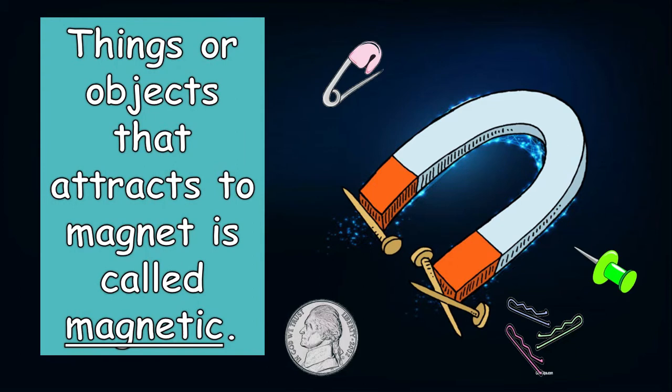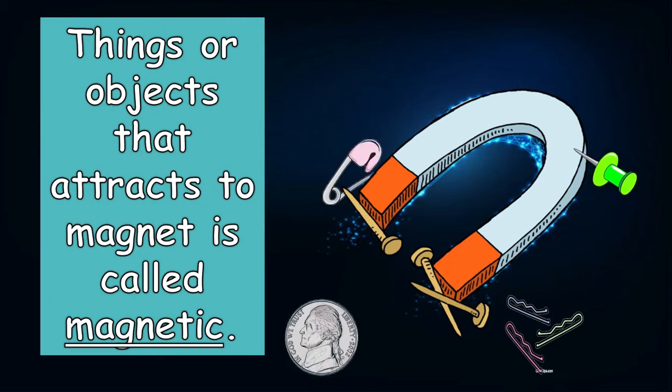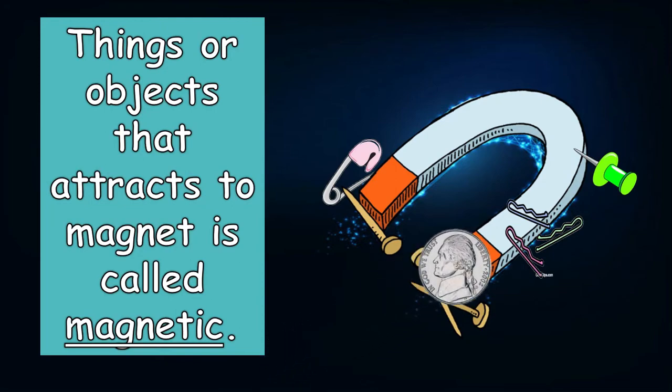And there are objects that are attracted to a magnet. That is called magnetic. Okay, remember KG3? When objects are attracted to the magnet, we call it magnetic. And the ones that are not attracted to a magnet, we call non-magnetic. Examples of non-magnetic are wood or plastic. But remember, the objects that are attracted to a magnet are called magnetic. Just like that. Okay, next.